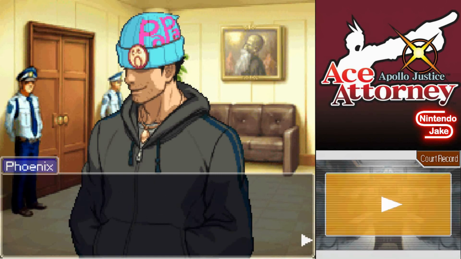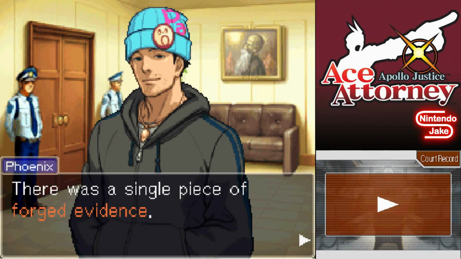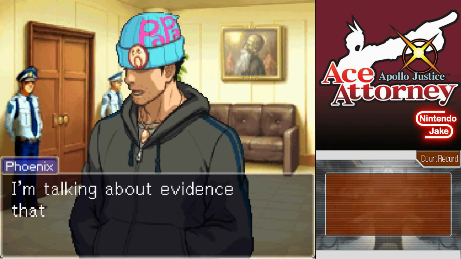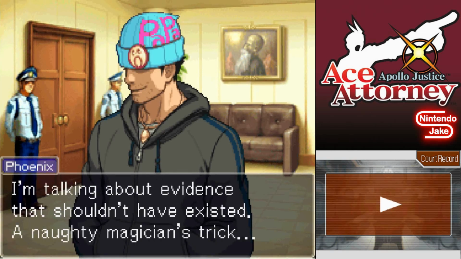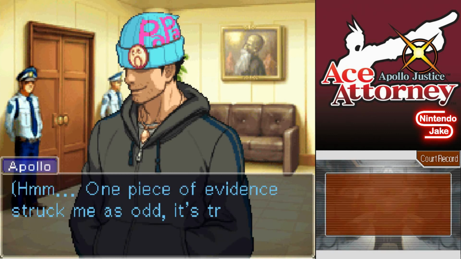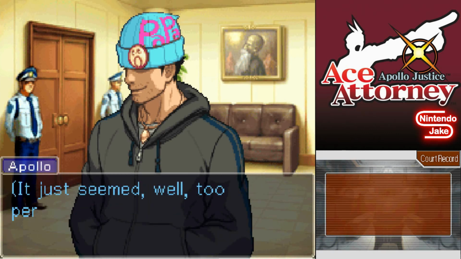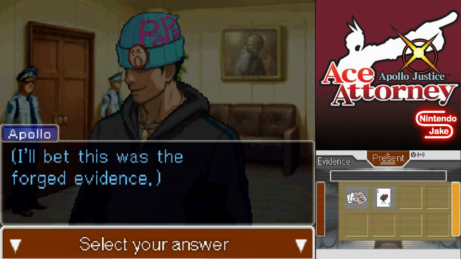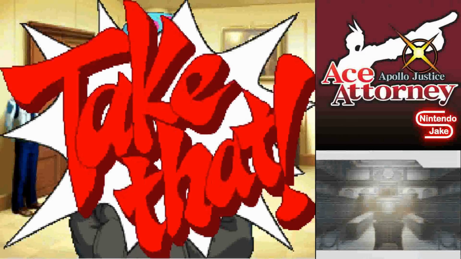Did you notice in today's trial, there was a single piece of forged evidence. Forged evidence? What are you talking about? I'm talking about the evidence that shouldn't have existed. Not a haughty magician's trick. One piece of evidence that struck me as odd. Just seemed, well, too perfect. This was the forged evidence. Yeah, it was the card, probably.